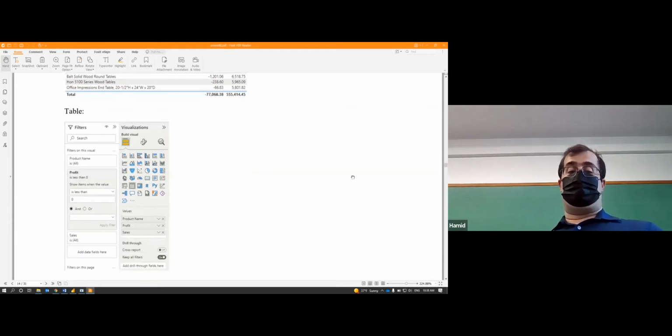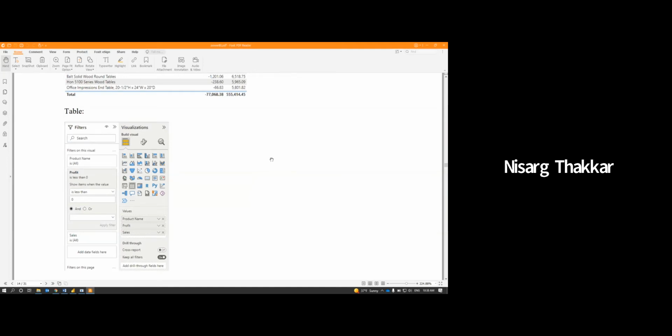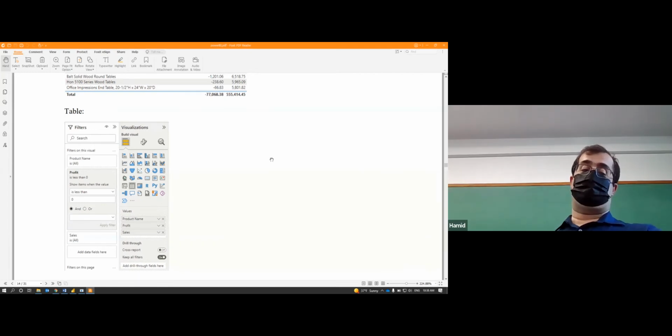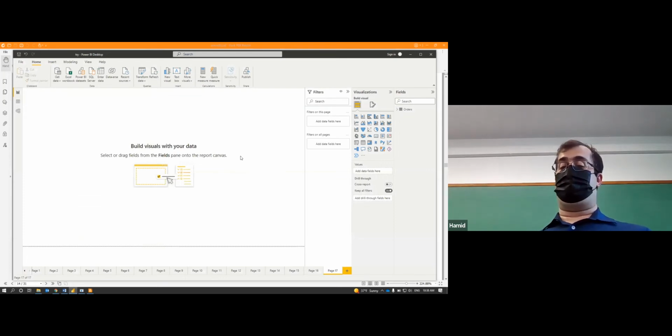This time, as you see, I'm using a table. So I'm picking three columns: product name, profit, and sale. And on the left side, as you see, I have a filter for profits. Let's just do it together. So just make it a plain one, and from row five, the second option is table. So just click on it.